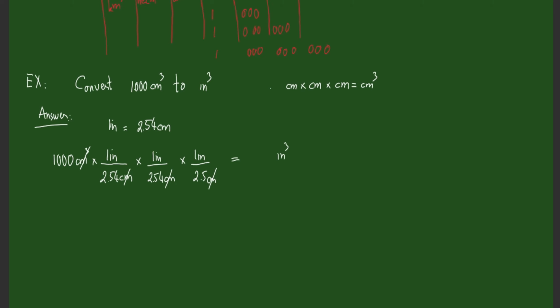All right. Now we take 1000 divided by 2.54 raised to the 3rd power. So your answer should be 61.02. There you go. Okay. What else? So that is when you're dealing with the volume.